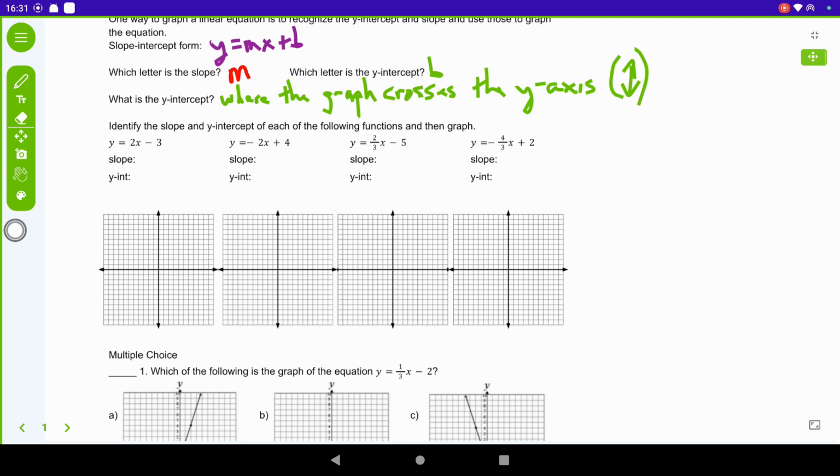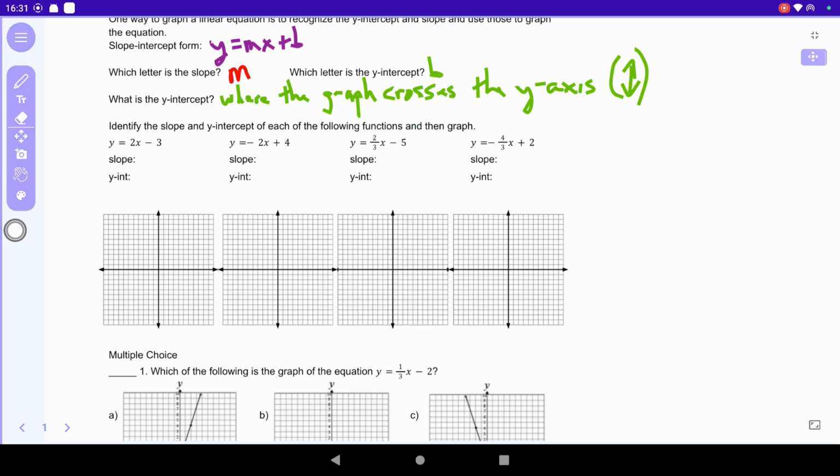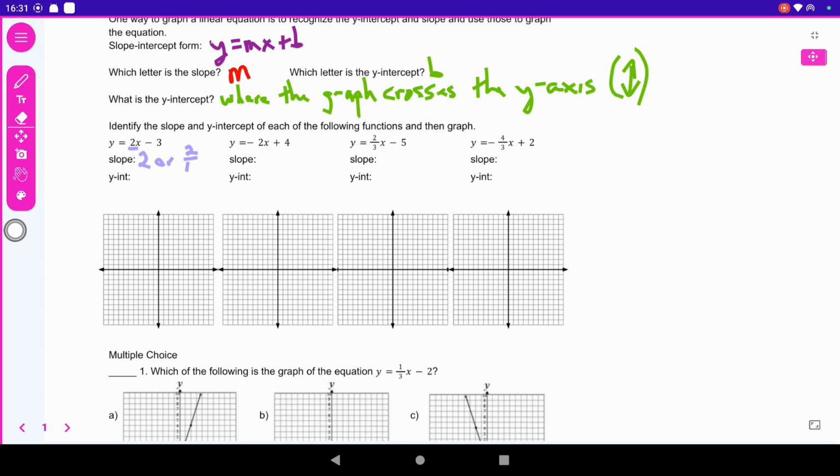So when we look at this first example, y equals 2x minus 3, our slope is our m value, which right there is our m, so our slope is 2. Or what some people like to do is write it as a fraction, 2 over 1. Our y-intercept is our b value, which in this case is negative 3. Again, the sign goes with the number that follows it.